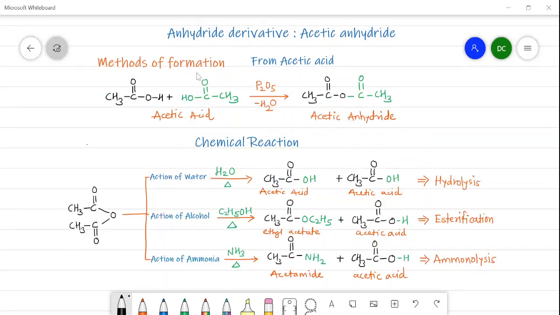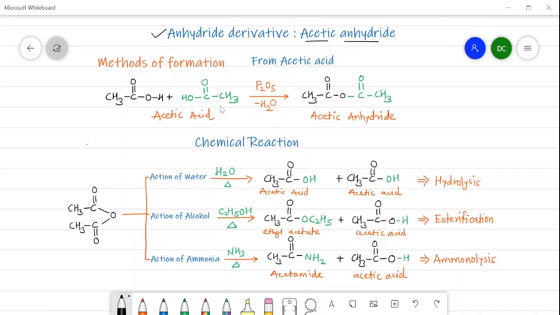Now look on the screen and take a screenshot, then I will explain. So let's begin with the anhydride derivative. Here we will see the acetic anhydride. The formula for acetic anhydride is written here. It is prepared from the acetic acid, like the acid halide derivatives.